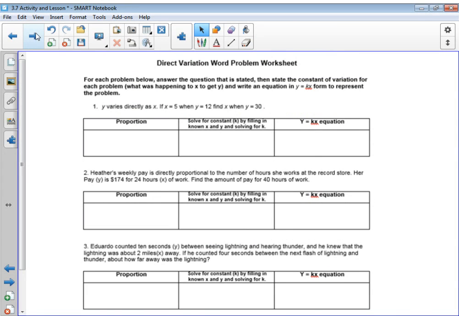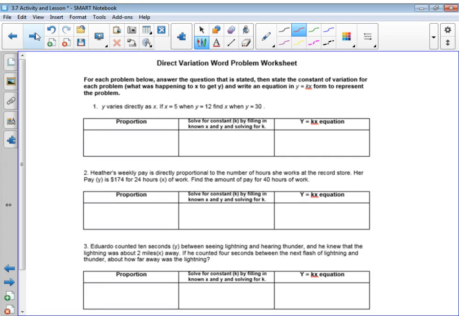Okay, so now you're going to go ahead and take out your worksheet that you have for this. And for each of these problems, we're going to answer the question that's stated. Then we're going to state the constant, or in other words, solve for k. And we're going to write the equation substituting in for k. So I know this is kind of small on your screen, but you have the worksheet so that it looks a little bit bigger. So it says y varies directly as x.